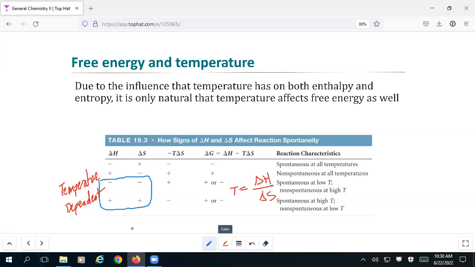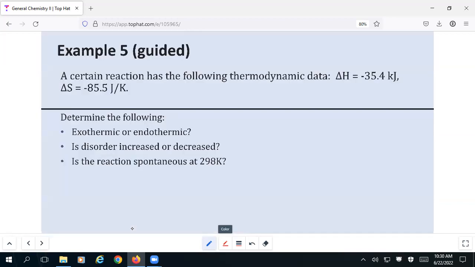We call that the flipping temperature. That's where the reaction flips from being spontaneous to non-spontaneous, or vice versa. Let's take a look at another example. We have a reaction with the thermodynamic data seen here. Let's evaluate it.